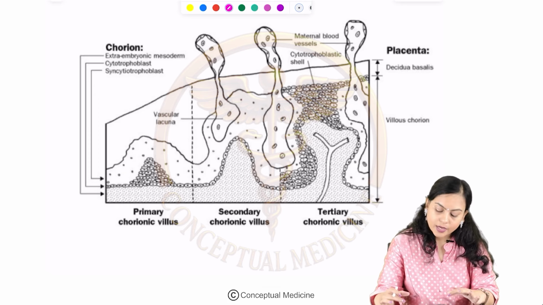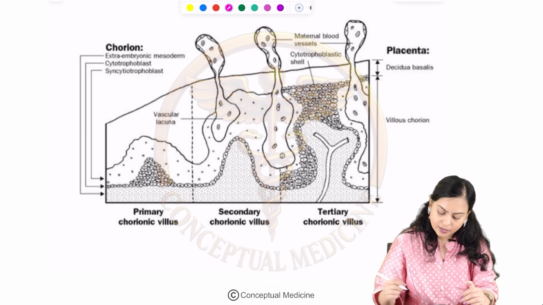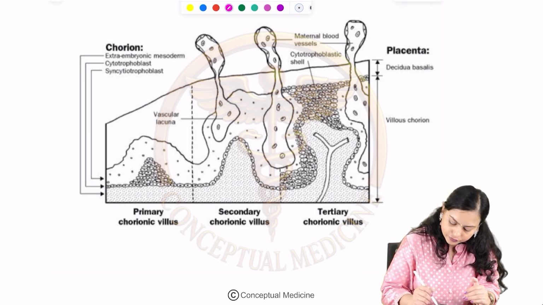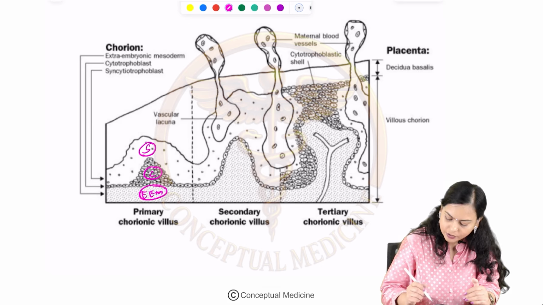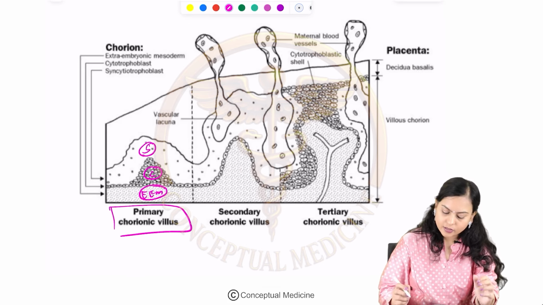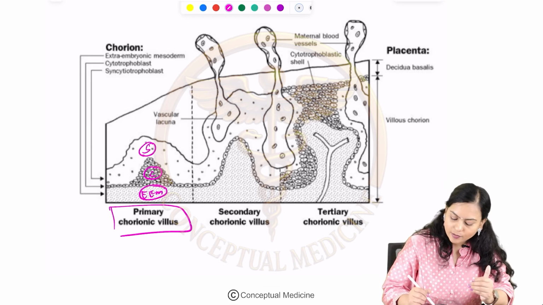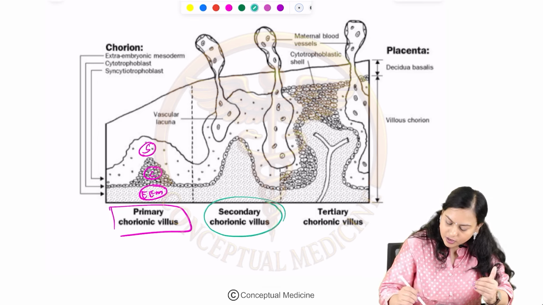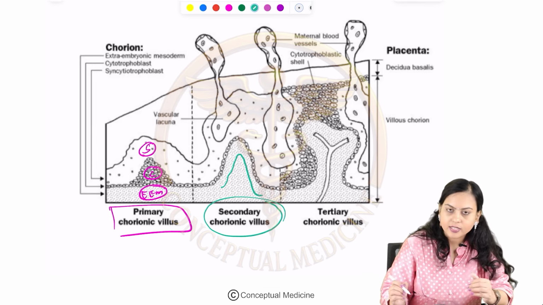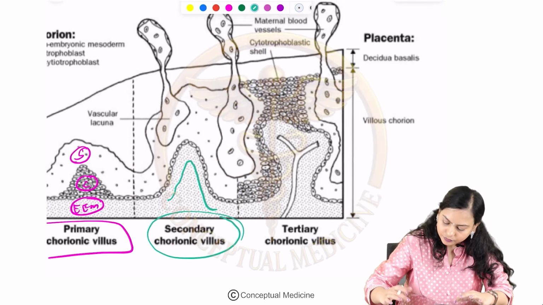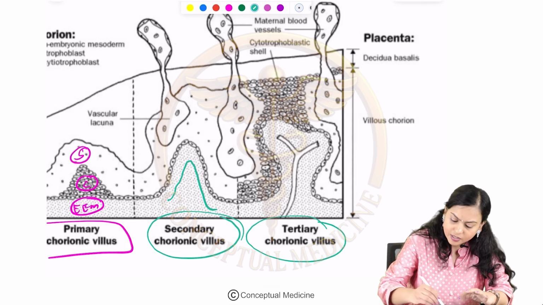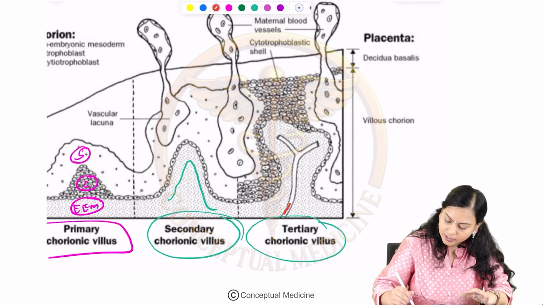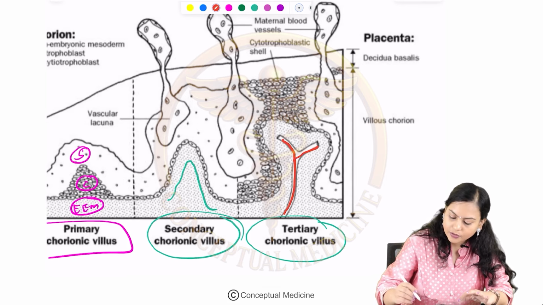With this picture you will be able to understand what we have discussed till now. Basically we have the syncytiotrophoblast here, this is the cytotrophoblast, and this is the extra-embryonic mesoderm. This is the primary chorionic villus. Here we see that the extra-embryonic mesoderm is not invading the cytotrophoblast, whereas in the secondary chorionic villus you are able to see that this extra-embryonic mesoderm is going inside the cytotrophoblast, and in the tertiary chorionic villus there come arteries also, that is invading the extra-embryonic mesoderm.